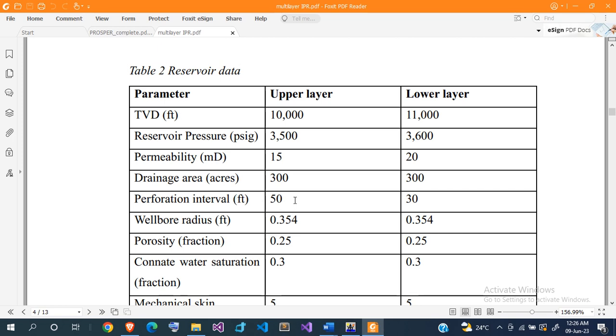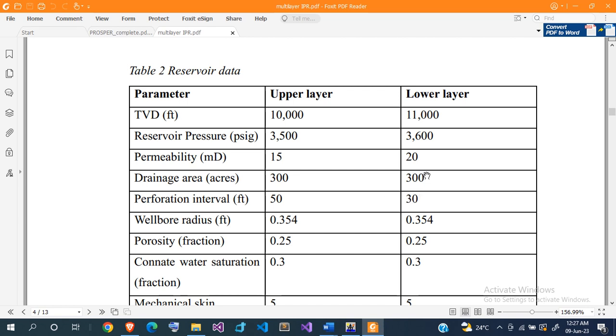So we have the perforation interval. This one is perforated 50 feet. Of course, the entire zone is being perforated for this well, so this reservoir layer is 50 feet thick. And then this other one is 30 feet thick. Sorry, I'm talking about the reservoir, not the well. It's the same well draining two different layers of the same reservoir.